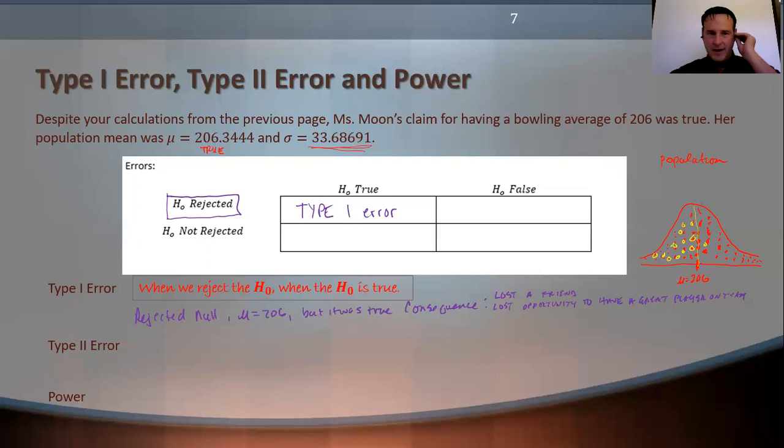All right, now it could have gone the other way. Sometimes we have moments when we do not reject the null, meaning we believe the null to be true when actually it's not. It's actually false. And so that is down here. That is a type 2 error.